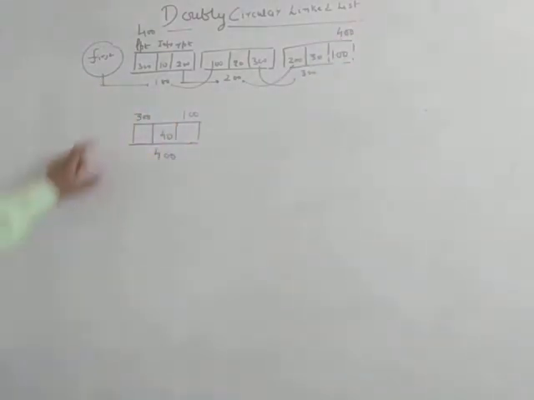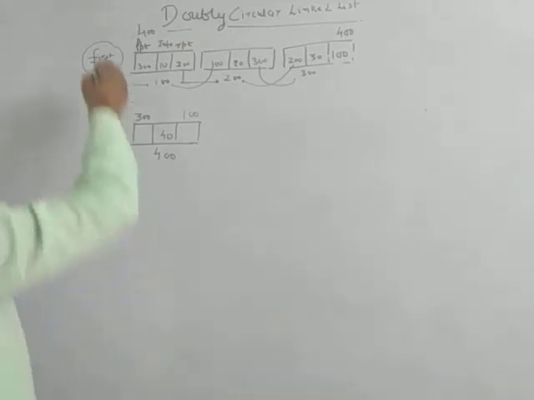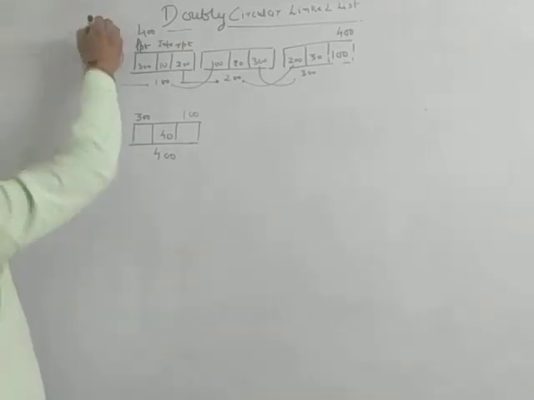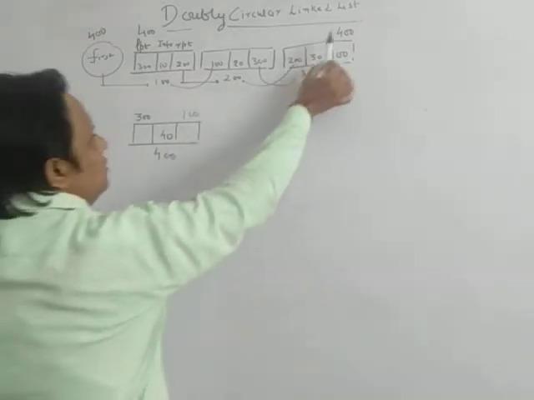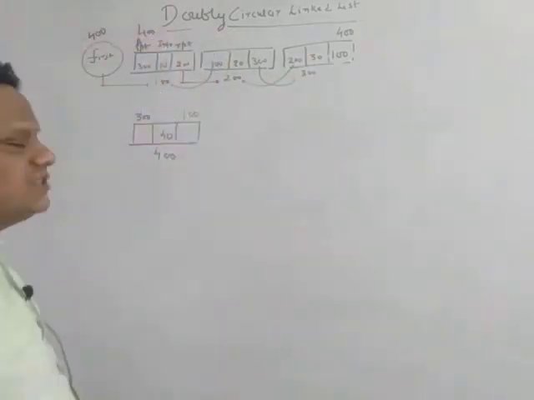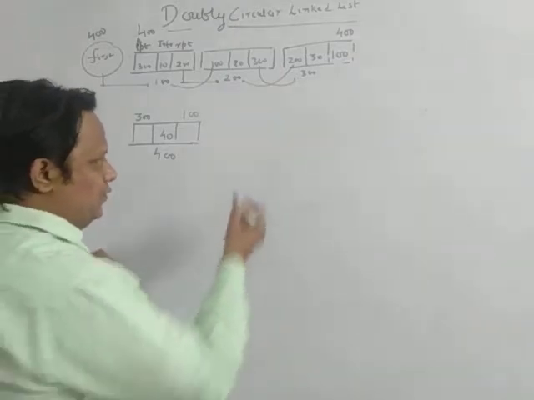Yes, one more change, since this is your first node now. So the first pointer should always point to the first node. So here I want 400 instead of 100. So how many changes basically? 1, 2, 3, 4 and 5 changes are required. So let's write the code for this.